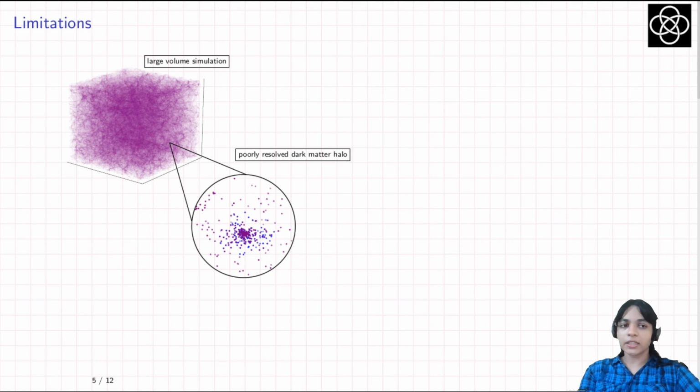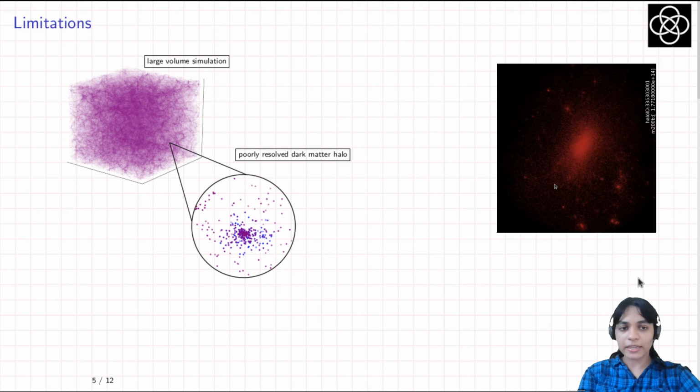So simulating larger volumes with the same limit on the total number of particles means that each particle will have a larger mass, and thus each gravitating object will be made of a small number of particles. Here, for example, we take a look inside a large volume simulation where a dark matter halo in which galaxies reside is resolved with very few particles.